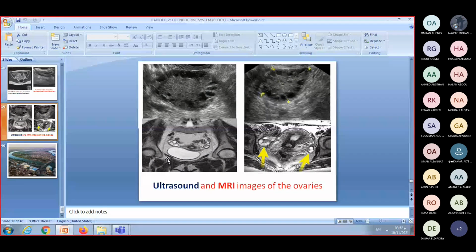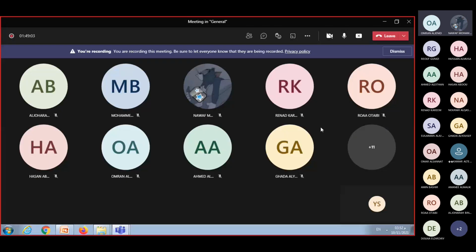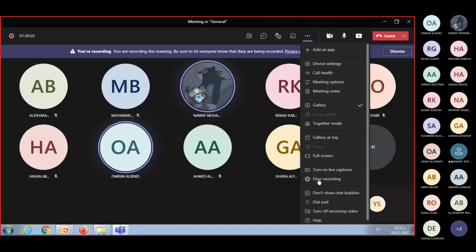Do you have any more questions? Doctor, for the OSPE, can you tell us the most important thing to focus on? On the OSPE, you have to know what the imaging modality is. This is MRI. The imaging modality is MRI. Yes, the imaging modality.